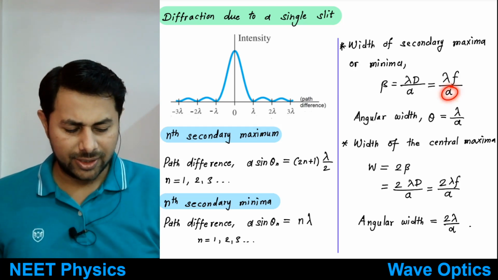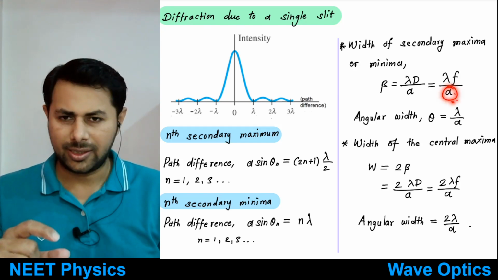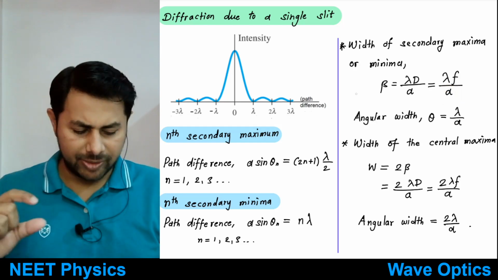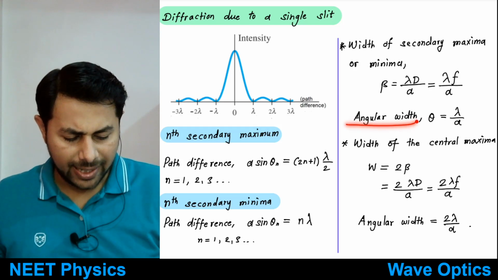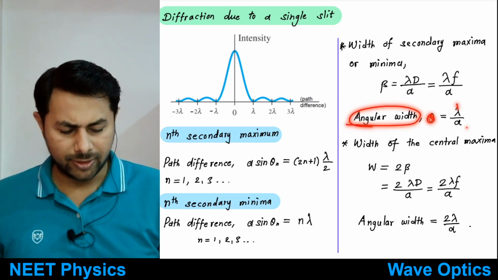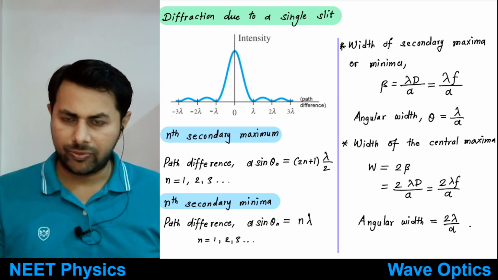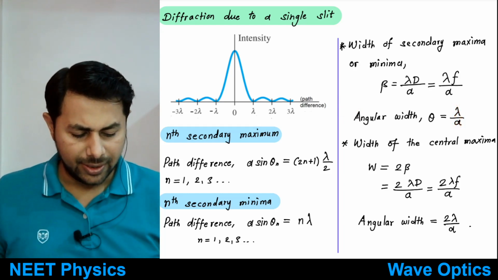Okay, the width of the slit here would be what? It corresponds to the distance between two slits in that formula. Okay, so what would be the angular width? Angular width theta is equal to lambda by a. Just divide this beta by d, so we get the angular width. Angular width is equal to lambda by a, right?